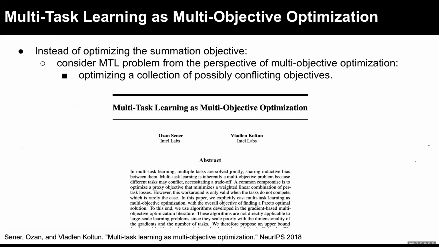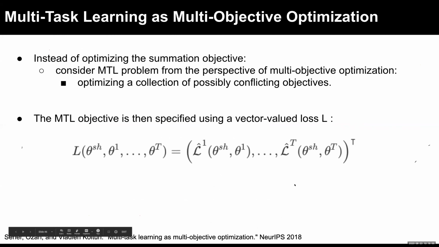So essentially what this NeurIPS 2018 paper says is that instead of optimizing the summation objective, we want to consider the multitask learning problem from the lens of multi-objective optimization. So here, we're optimizing a collection of possibly conflicting objectives. Based on the examples and case studies we have seen so far, and the correlation plots we have seen, we know that oftentimes some of these objectives are conflicting. So how do we optimize multitask learning in a multi-objective fashion? Essentially, we cast the multitask learning objective as a vector valued loss.